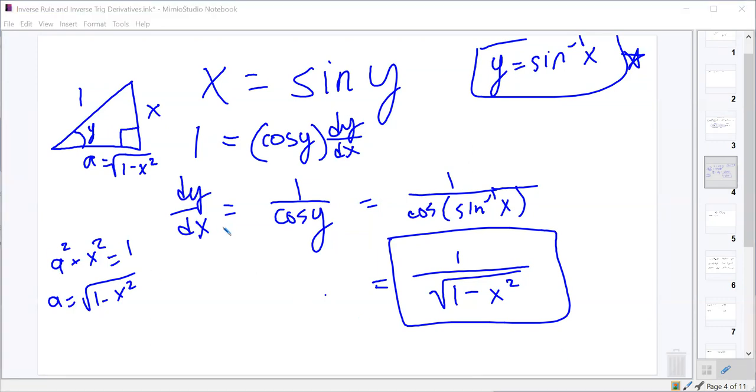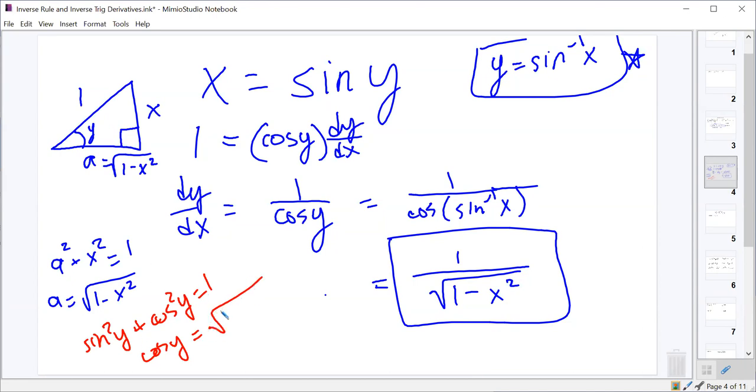Just for fun, I'm going to show you. Couldn't we say that sine squared y plus cosine squared y equals 1? Isn't that a rule that we know? Yeah, one of our Pythagorean trig identities. So cosine y should be equal to the square root of 1 minus sine squared y, shouldn't it? Subtract the sine squared and take the square root. And what is sine of y equal to? Sine of y is equal to x, so that's the square root of 1 minus x squared.